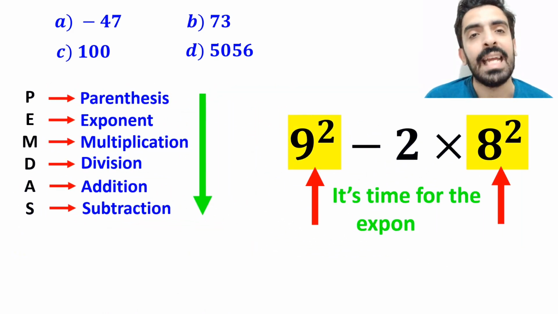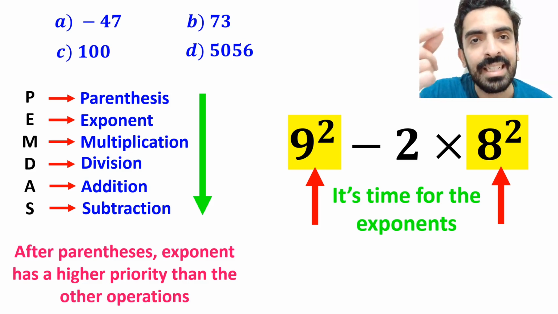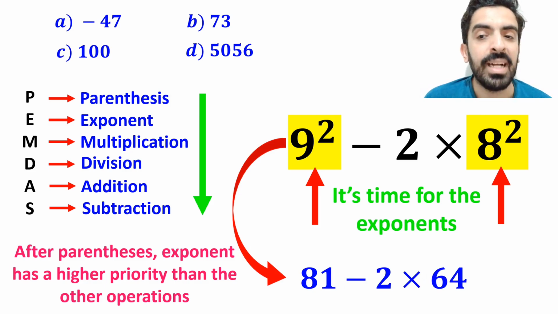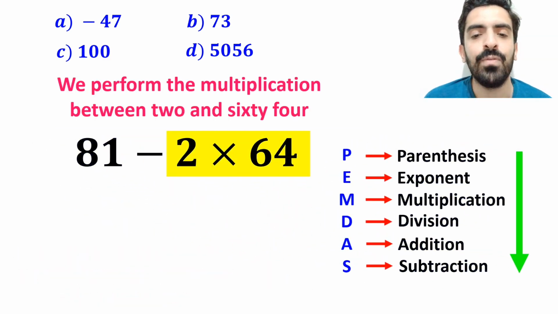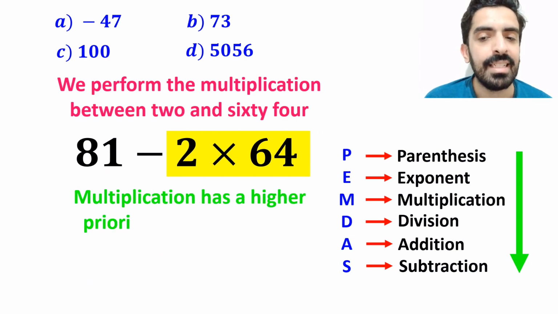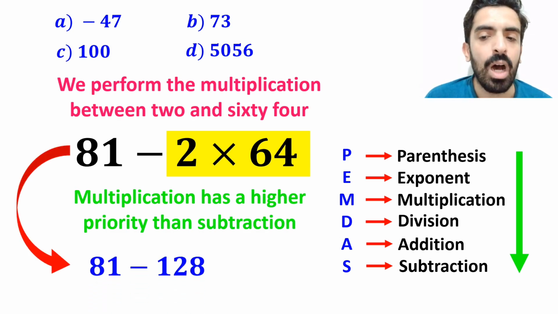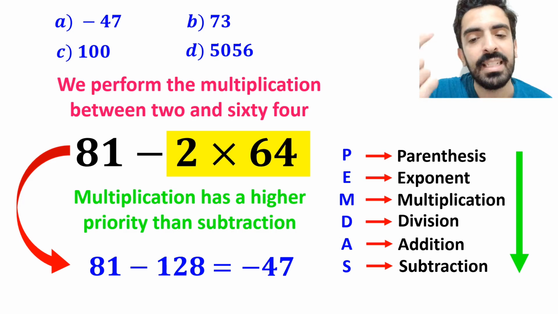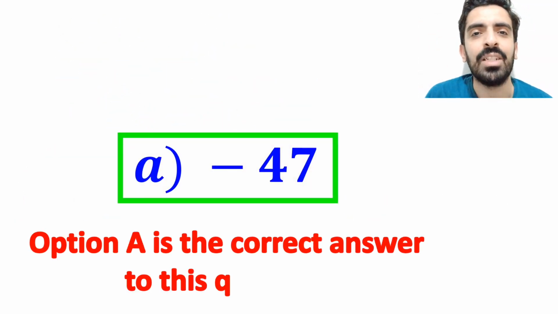Now, it's time for the exponents because after parentheses, exponent has a higher priority than the other operations. So, we rewrite this expression as 81 minus 2 multiplied by 64. And in the final step, we perform the multiplication between 2 and 64 because multiplication has a higher priority than subtraction. And this expression simplifies to 81 minus 128, which finally gives us the answer negative 47. That's great. Option A is the correct answer to this question.